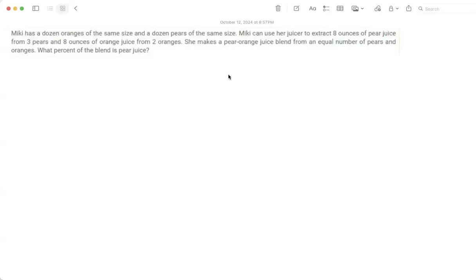No problem. Swarit, do you want to explain? Do you want me to write or do it yourself? Can you write? Sure. Okay, so what I did is I first tried to make the least common multiple of 3 and 2, which would equal 6. And then I put ratios for both of them. For the pears, it would be 16 ounces for 6 pears, and for the oranges, 24 ounces for 6 oranges.